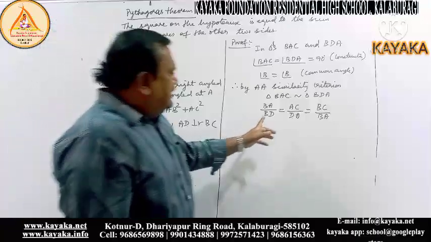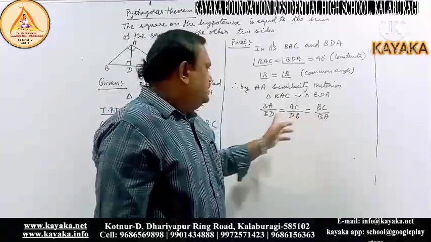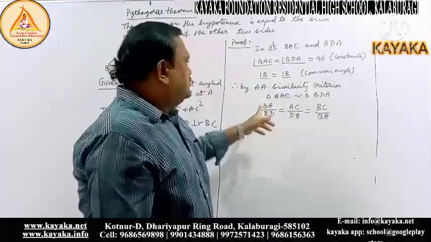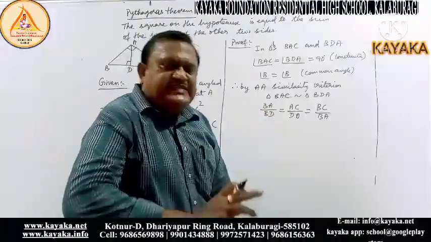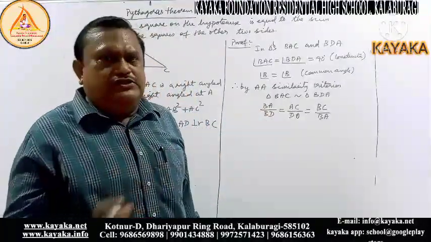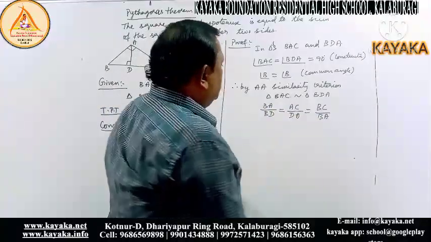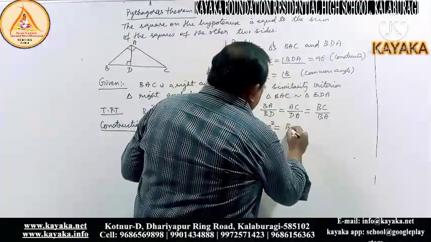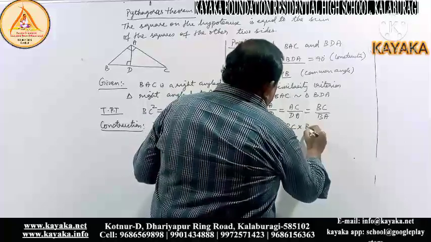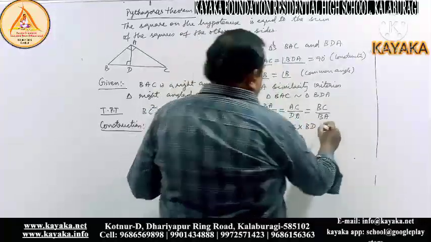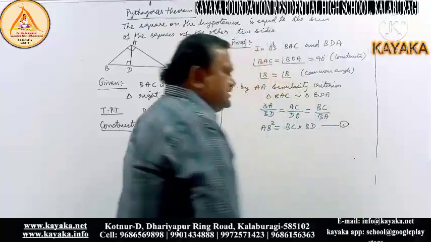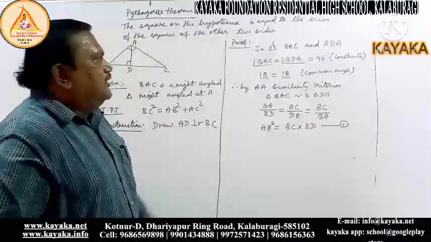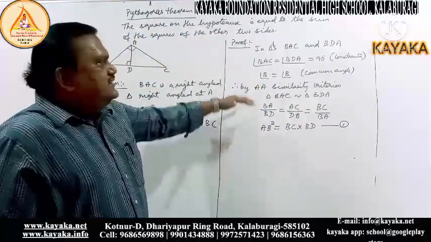Okay, now we take first ratio and the last ratio. Here side BA is there. Side BA can be written as AB also. Okay, AB into AB, you will get AB square. AB square will be equal to BC into BD. You can mark this as 1. Okay, dear children. Now this is the first step.